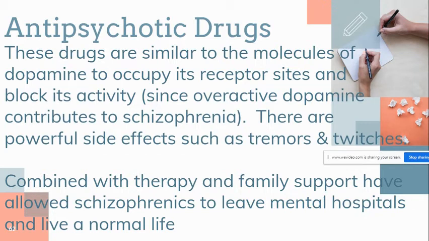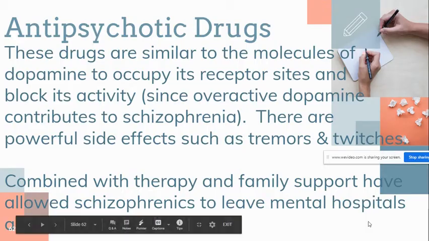So it kind of keeps the brain from getting flooded with dopamine, basically. But there's some side effects, because having too little dopamine leads to Parkinson's disease, and that's when a person has the shakes, like tremors and twitches. So this could lead to the level of dopamine going down so much. Combined with therapy and family support, it has allowed schizophrenics to leave mental hospitals and live a normal life, which is good.